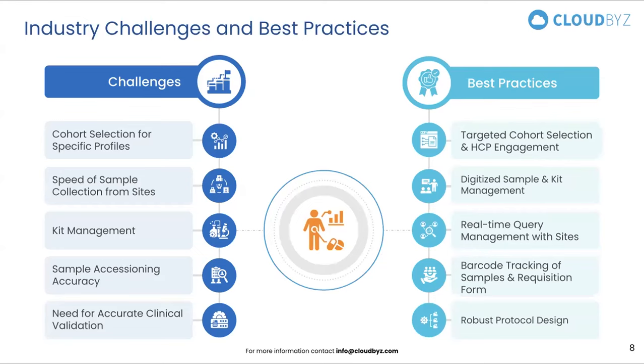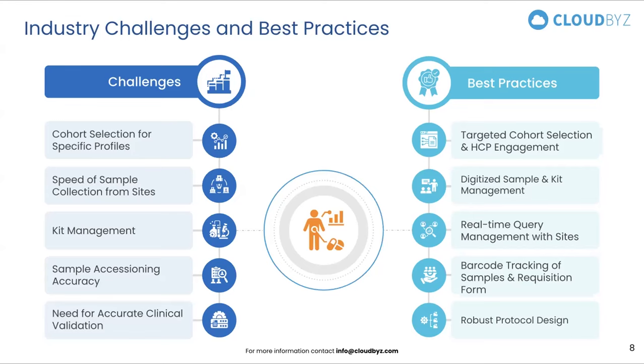This is all the more crucial because the success of trials largely depends on how well the selected cohort represents the target population. The diversity and the specific characteristics required for these cohorts often complicate the recruitment process, significantly delaying the trials as well. The next challenge the industry faces is speed of sample collection from sites.